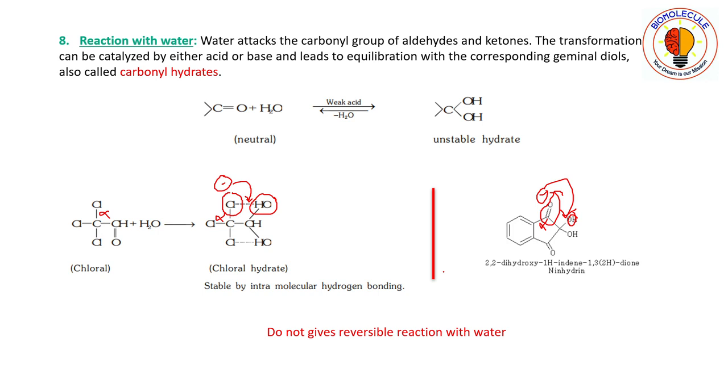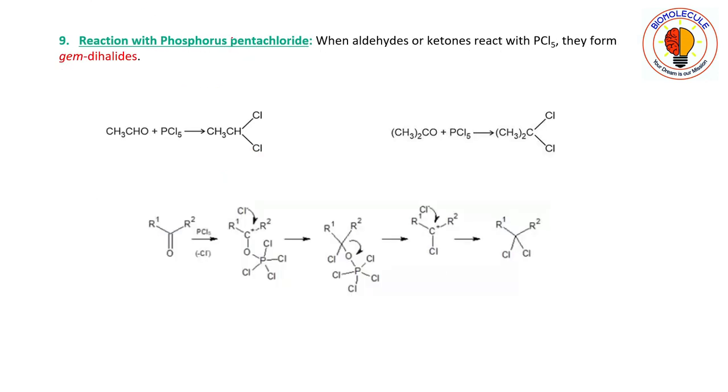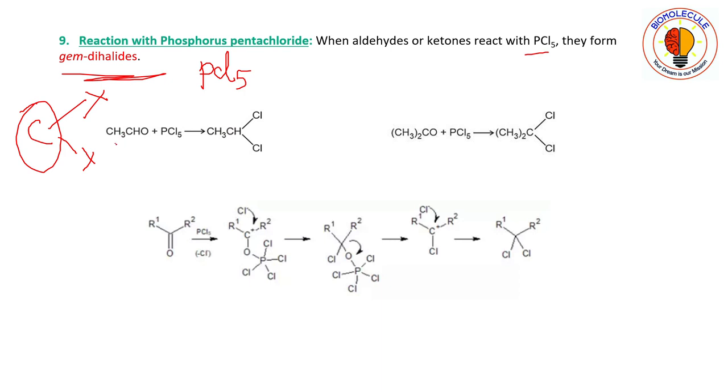Now, reaction with phosphorus pentachloride, that is PCl5. When aldehydes or ketones react with PCl5, they form gem dihalides. Gem dihalides means the dihalide is on the same carbon atom, so geminal dihalides. So acetaldehyde with PCl5, you are getting this.